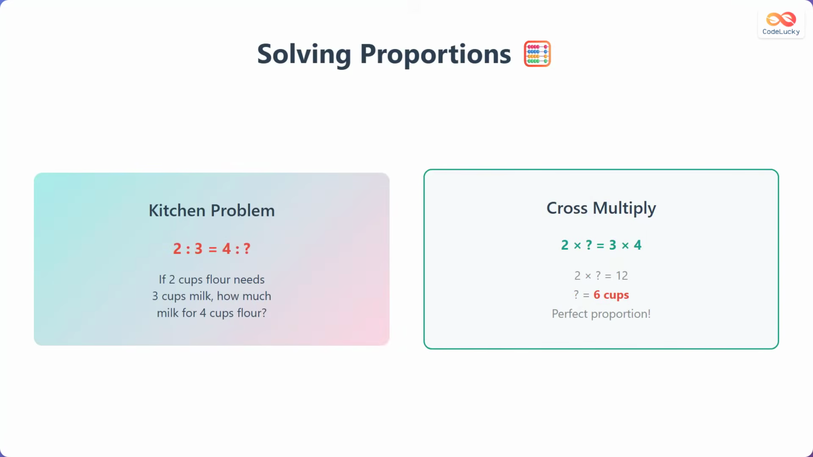We can solve problems involving proportions using a method called cross multiplication. Let's say we have a kitchen problem where 2 cups of flour needs 3 cups of milk. How much milk do we need for 4 cups of flour? We can set up the proportion as 2:3 equals 4:?. To solve this, we cross multiply. 2 times ? equals 3 times 4, which simplifies to 2 times ? equals 12. Dividing both sides by 2, we find that the question mark equals 6 cups. So you'll need 6 cups of milk for 4 cups of flour to maintain the perfect proportion.